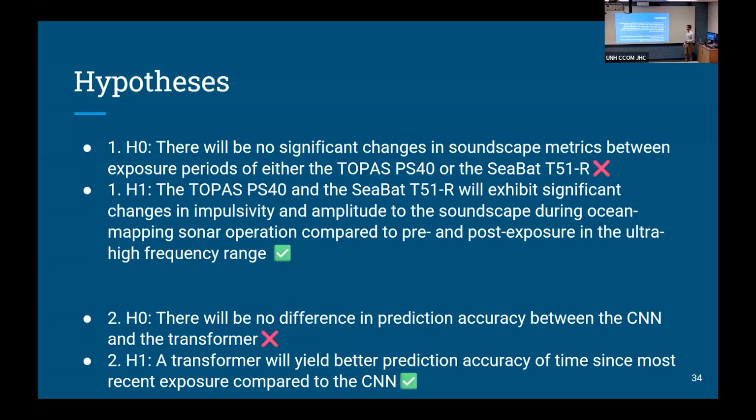And for the hypotheses, it was learned that both the first and second alternative hypotheses turned out to be true. So impulsivity and amplitude were statistically significant comparing during exposure to pre and post. And the transformer did perform better than the CNN at predicting the results.